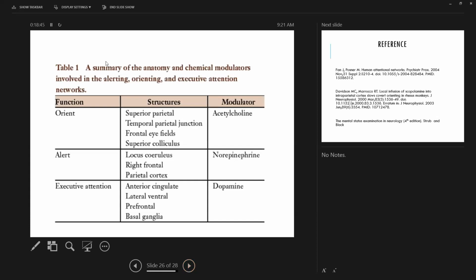And this last is a summary of the anatomy and chemical modulators involved in the alerting, orienting, and executive attention networks. In orienting, we have the superior parietal, temporoparietal, frontal eye fields, and superior colliculus. The modulator is acetylcholine. Second, in alerting, we have the locus coeruleus, right frontal, and parietal cortex, with norepinephrine as a modulator. And third, we have executive attention: the anterior cingulate, lateral ventral prefrontal, and basal ganglia, having dopamine as a modulator.